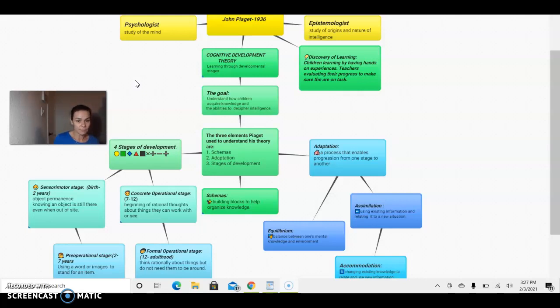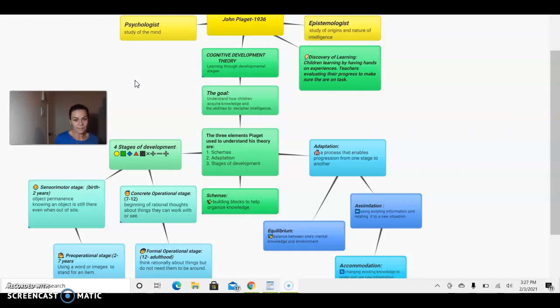The third stage is the concrete operational stage, and that's from 7 to 12, roughly, and that's beginning to have rational thoughts about things that they can work with or they can see. They'll have logic, like sorting objects, and inductive reasoning. They can know that if they have a glass of milk and the milk is poured into a larger glass, it's still the same amount of milk.